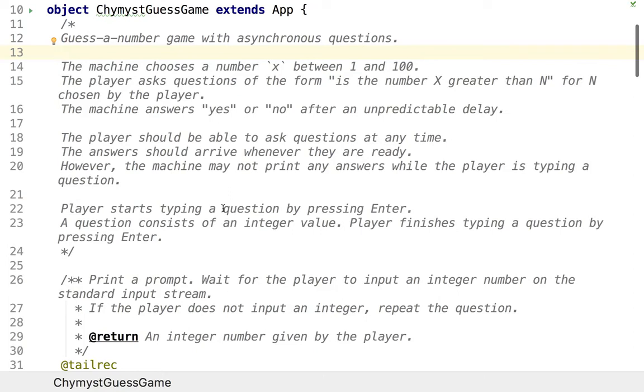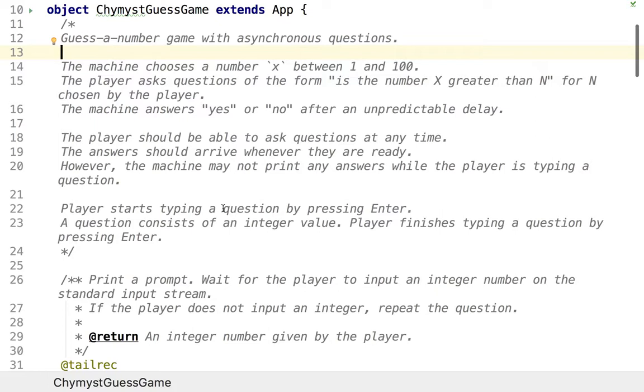This is a short tutorial about chemical machine programming. In this tutorial, I will illustrate how to implement a very simple game using the chemical machine, and I will show Scala code using the library Chemist.